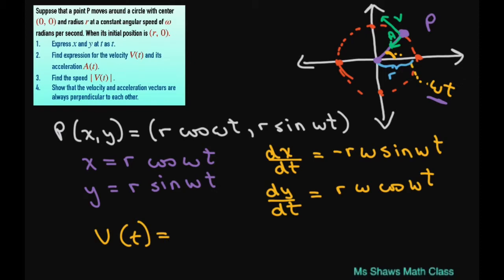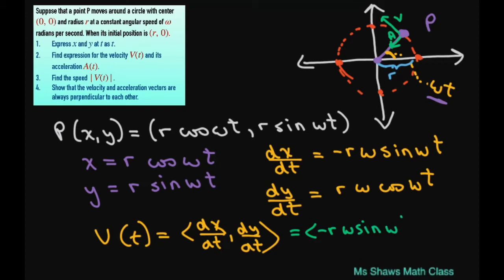All right, so that's your velocity of t equals the derivative of x with respect to t, comma, the derivative of y with respect to t, which we just did, and that equals negative r omega sine of omega t, comma, r omega cosine of omega t. And just write it as a vector.